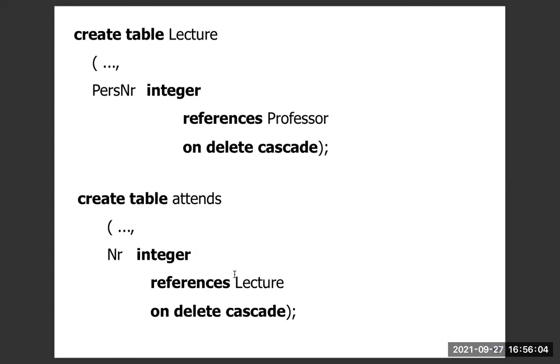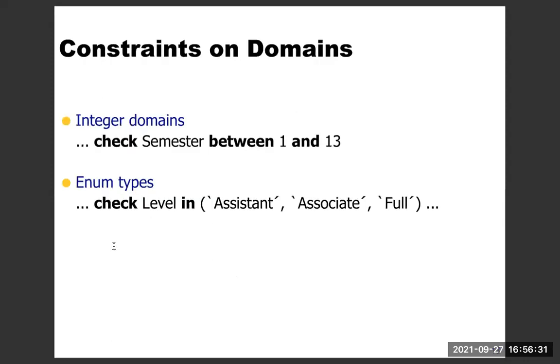Attends references lecture on delete cascade. If a lecture is deleted, then all the attendance records of this lecture need to be deleted too. So there is no meaning in the record that student A attended lecture number 10 when there is no lecture number 10 in our list. So on delete cascade is adequate here.